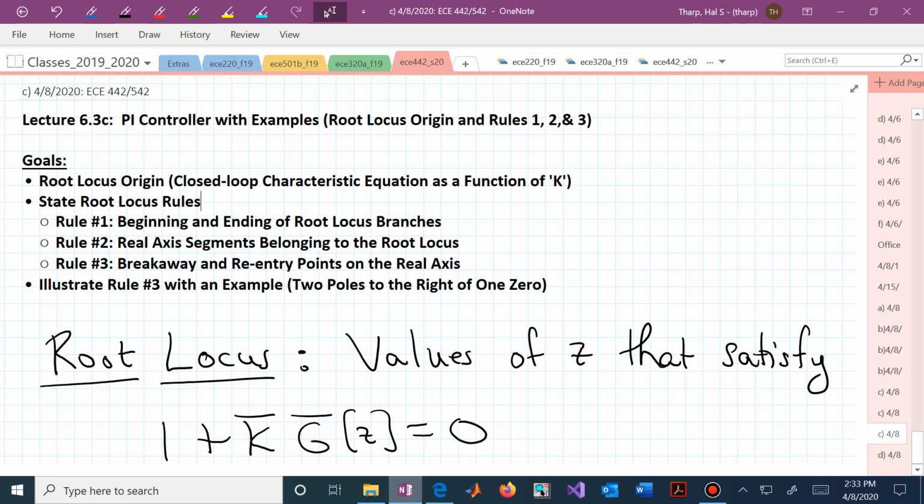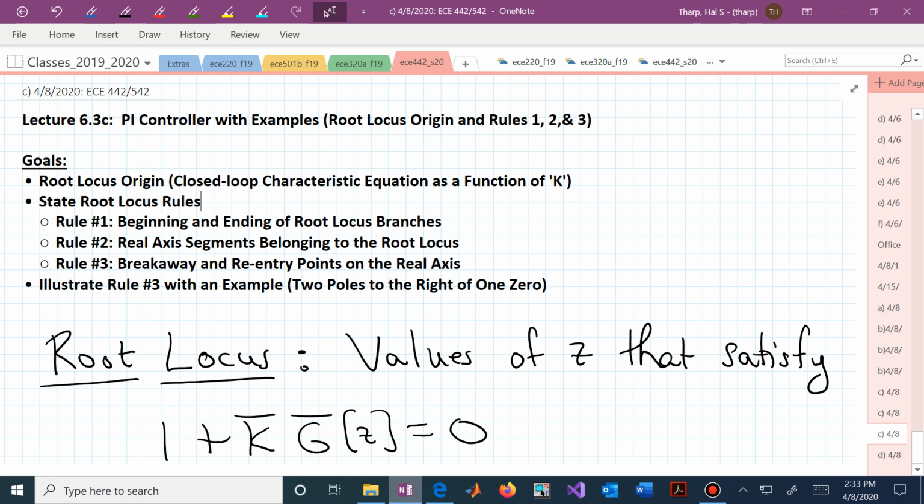That's really just parameterizing the characteristic equation so that it's a function of this adjustable parameter k, and then we will state the root locus rules. Rule number 1, where do our root locus branches begin and end? That's rule number 1. They begin on the open loop poles, they end on the finite zeros.